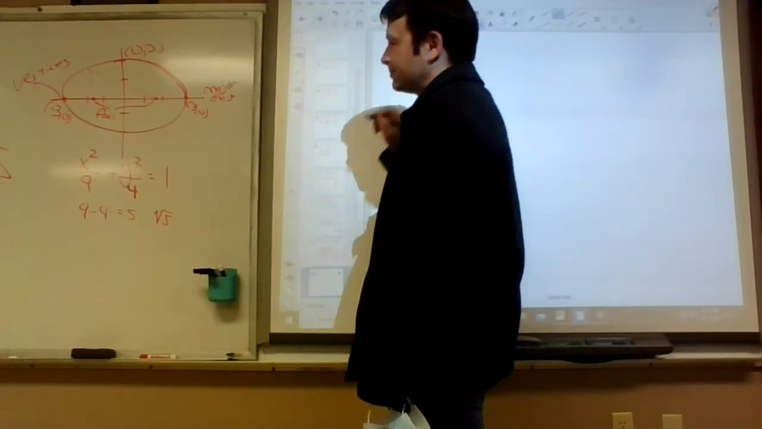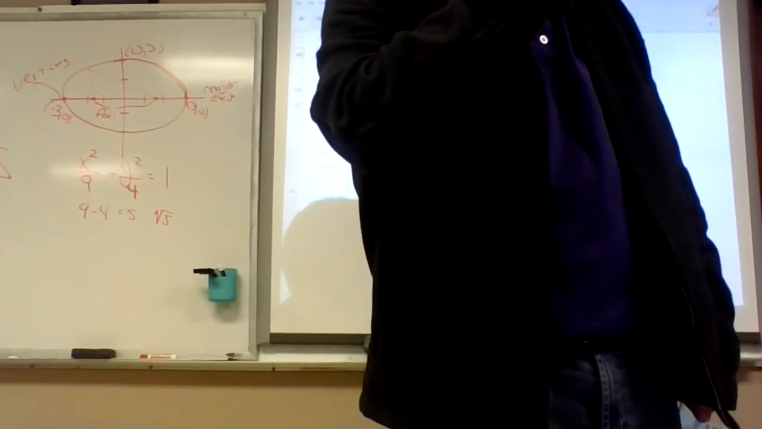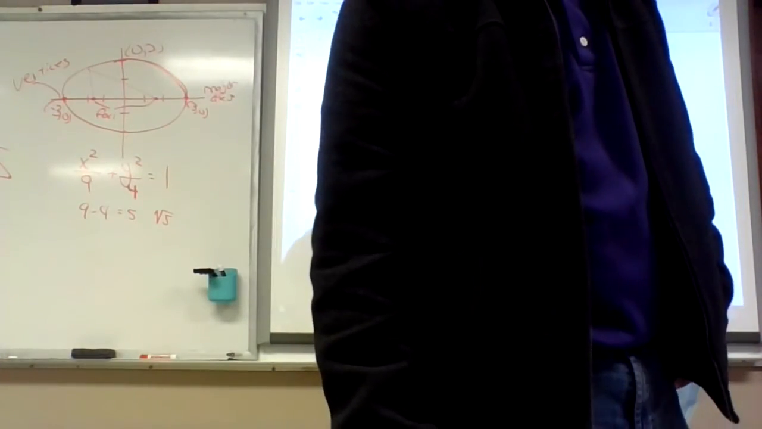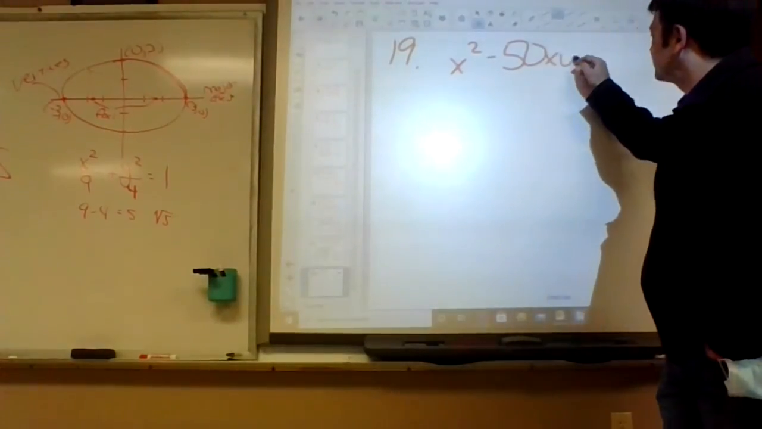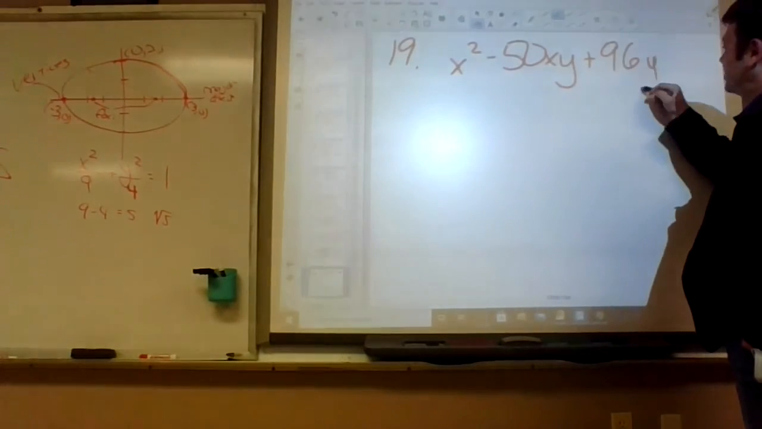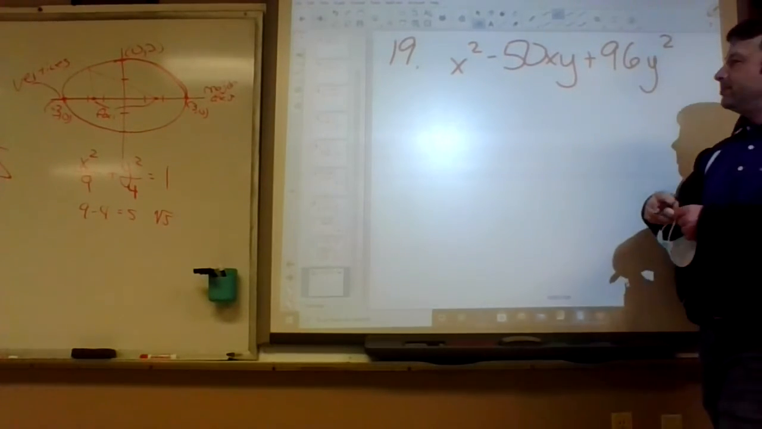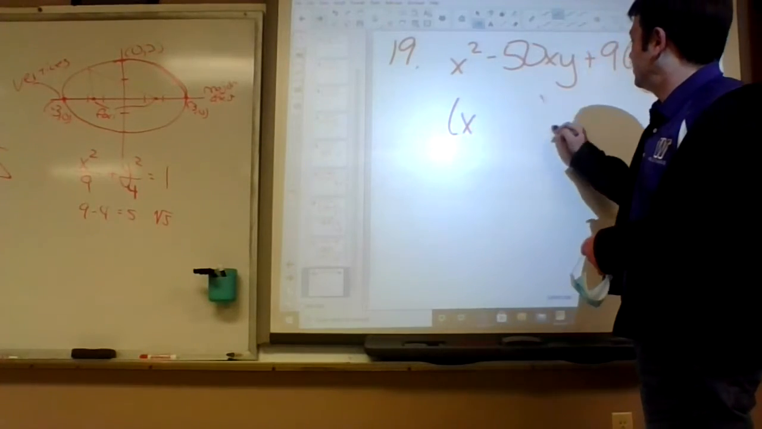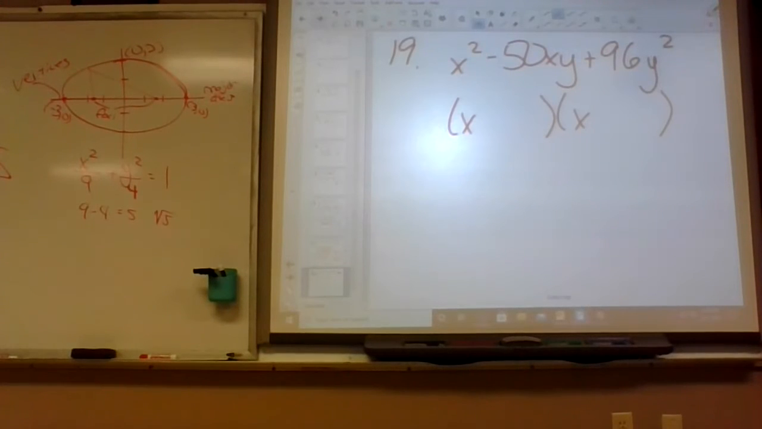Number 19. There's two of the same thing, so they just wrote it squared. 19 is x squared minus 50x plus 96. This one's hard. We might need calculator help. 12 times 8 is 96, but that doesn't add up to 50.